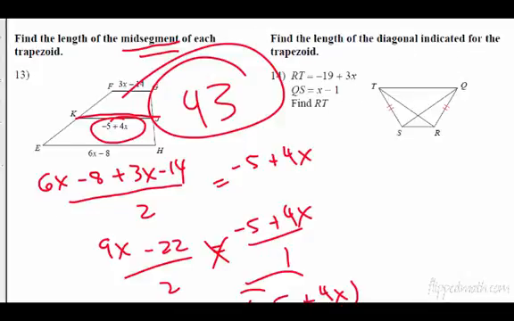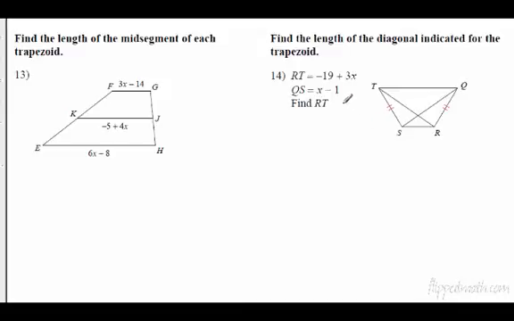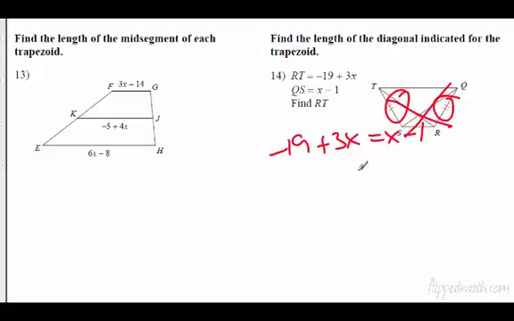Okay, 14. Let's get rid of all this stuff. That was crazy. RT and QS. These are diagonals. It's isosceles, so you can set them equal to each other. So negative 19 plus 3x is going to be equal to x minus 1. Subtract x from each side. You get 2x equals. Add 19 to both sides. You're going to get 18. x is 9.